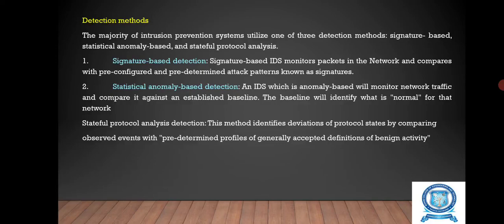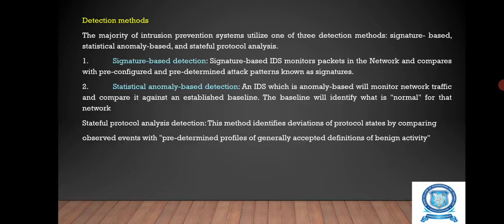Detection methods. The majority of intrusion prevention systems utilize one of three detection methods: signature based, statistical anomaly based, and stateful protocol analysis. The signature based detection. The signature based IDS monitors the packets in the network and compares them with pre-configured and predetermined attack patterns known as signatures.